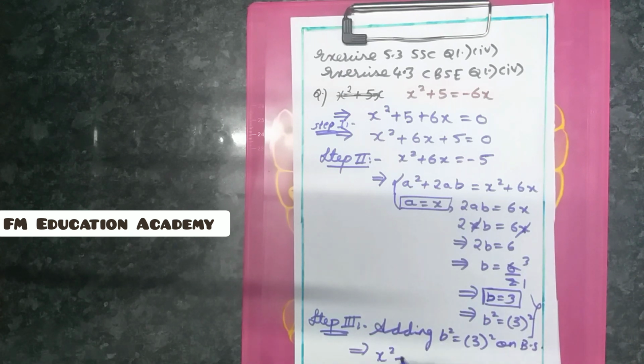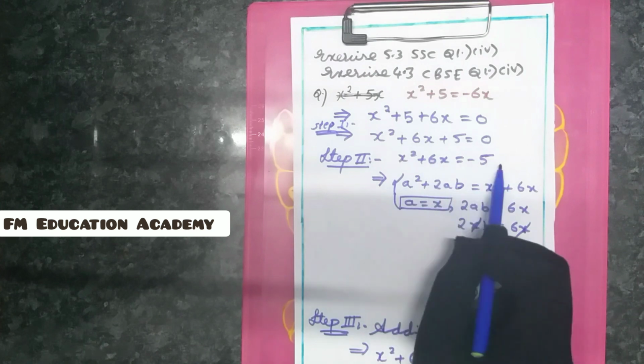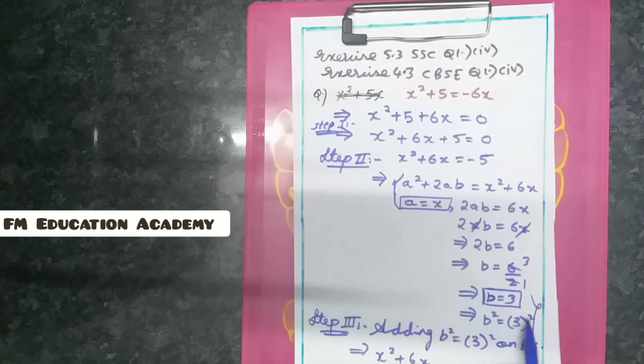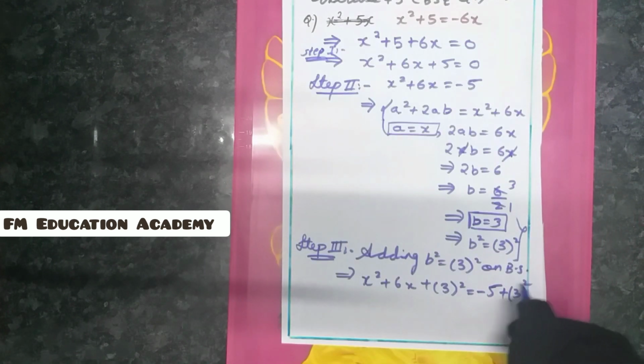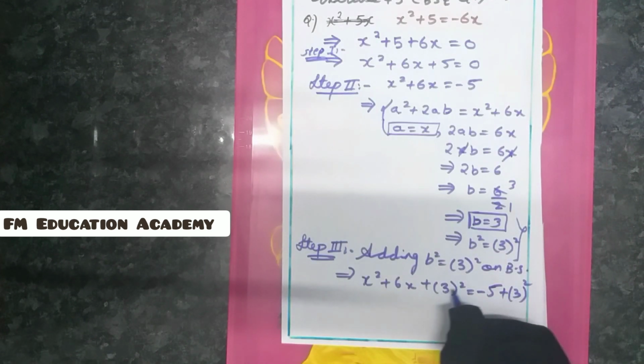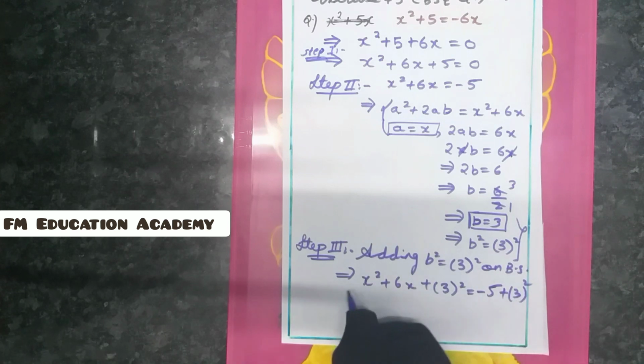I'm writing both sides. So x square plus 6x plus 3 whole square is equal to minus 5 as it is. Again, I'll add on RHS 3 square because I'm adding this 3 square on LHS as well as adding this 3 square on RHS.